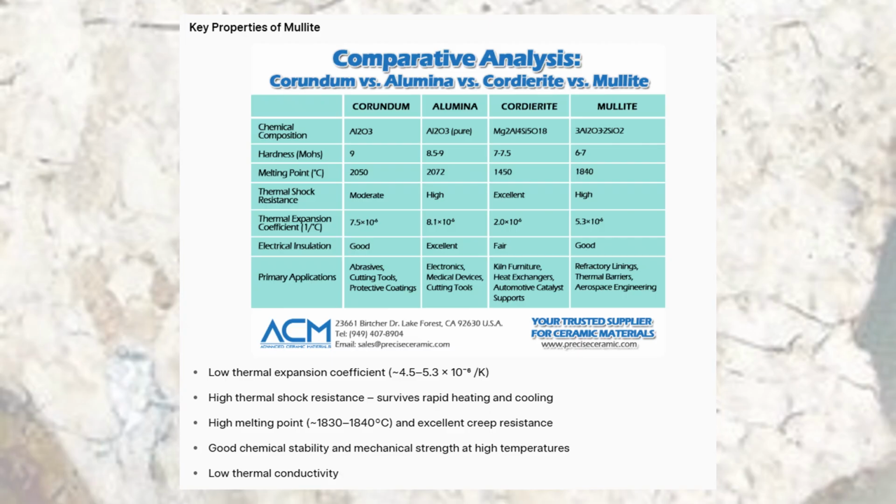It also has a high melting point, around 1,840 degrees Celsius. Mullite resists creeping under load at high temperatures. It stays chemically stable and has low thermal conductivity.